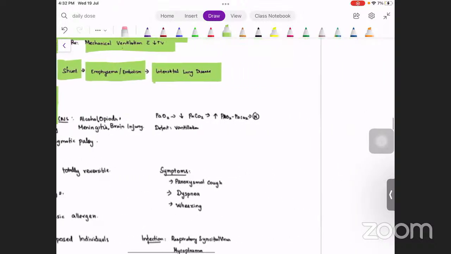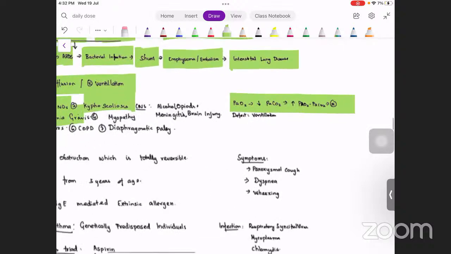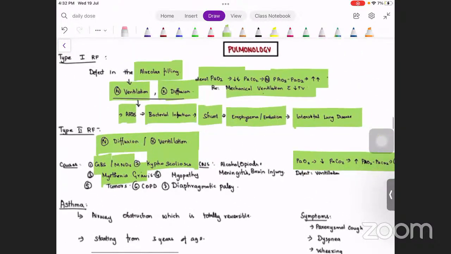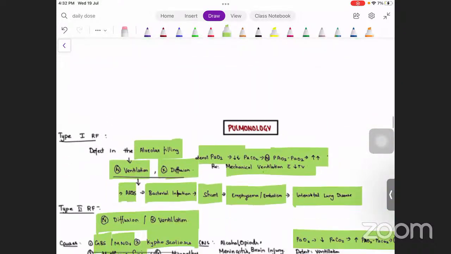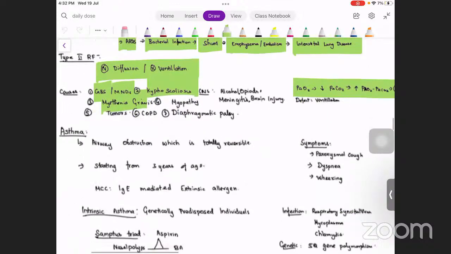And what will be the features? PaO2 will decrease, PaCO2 will increase, and the alveolar-arterial gradient will be normal in type 2 respiratory failure. So type 1 respiratory failure is a diffusion defect, and type 2 is a ventilation defect. Anything that can obstruct can produce a ventilation defect, which is type 2 respiratory failure.